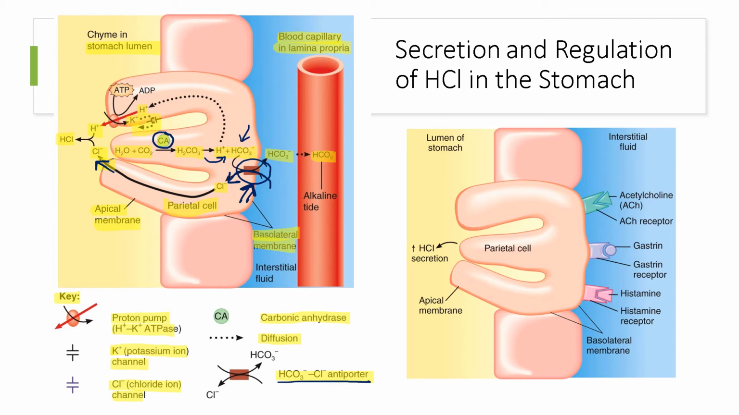Now on the right here, we have this other picture, pretty much the same parietal cell as well, but it shows that this hydrochloric acid secretion can be stimulated by several sources. So these sources on the right, on the basolateral membrane, are all going to increase hydrochloric acid secretion by the parietal cell. So acetylcholine, gastrin, and histamine all cause parietal cells to secrete more hydrochloric acid.